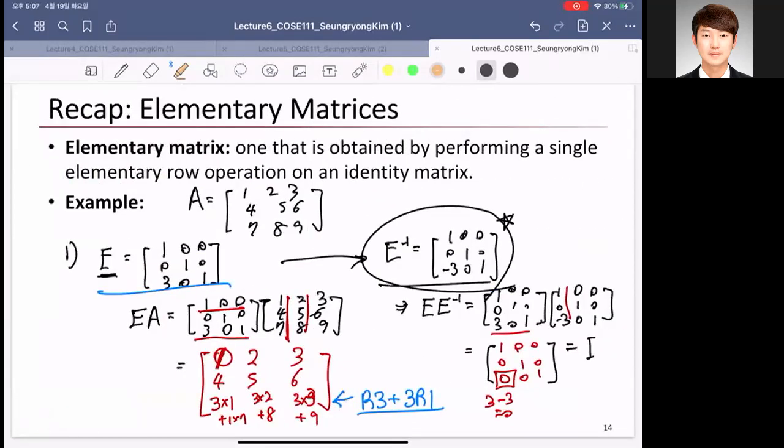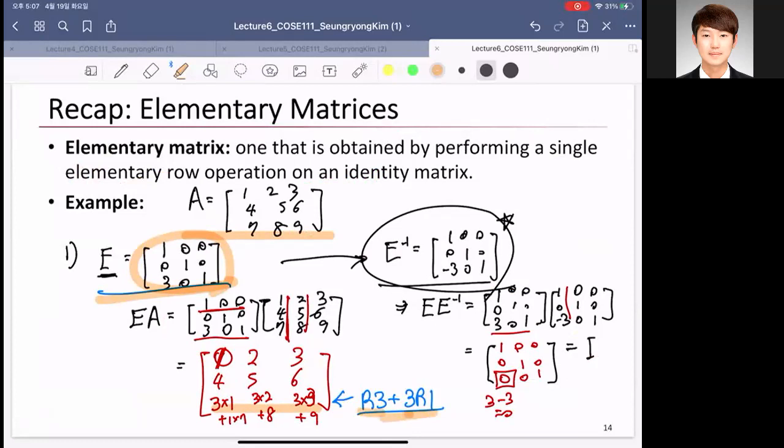Then we see the example. Matrix A looks like this and E looks like this. So first of all, this matrix 1 0 3, 0 1 0, 0 0 1 is a replacement operation that can replace the original R3 row by the previous R3 plus 3 R1.